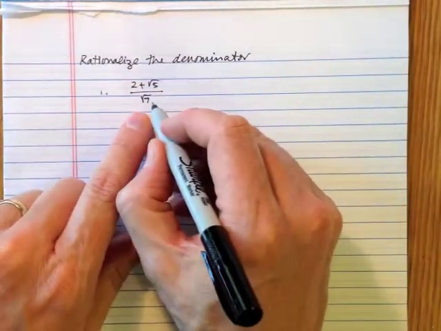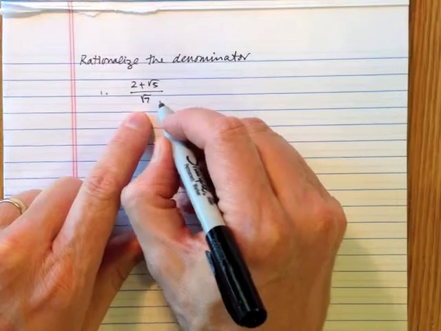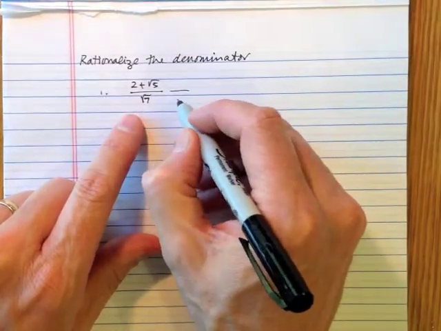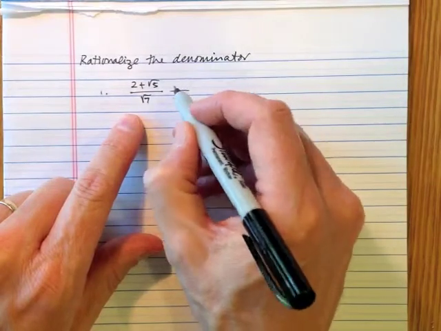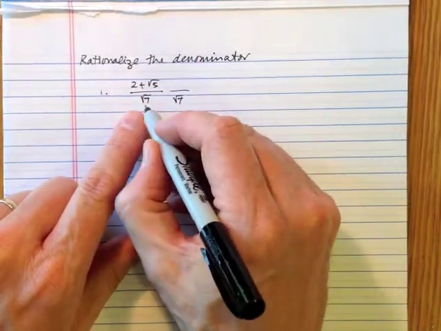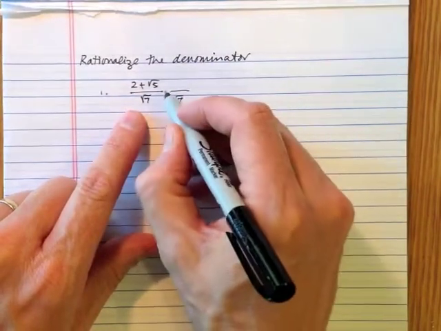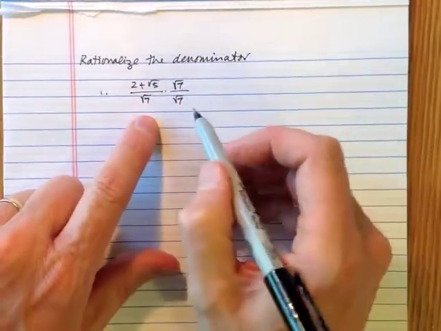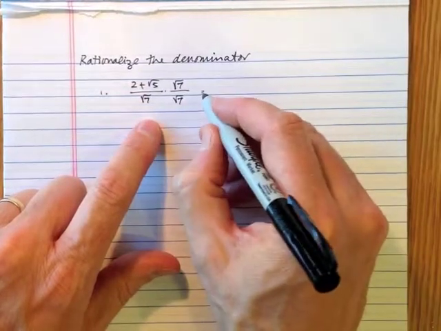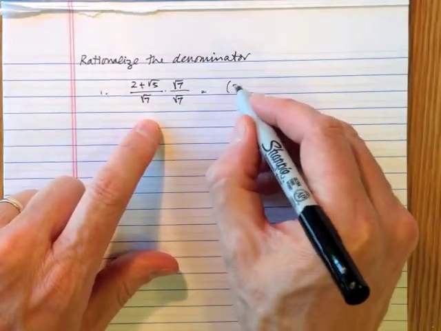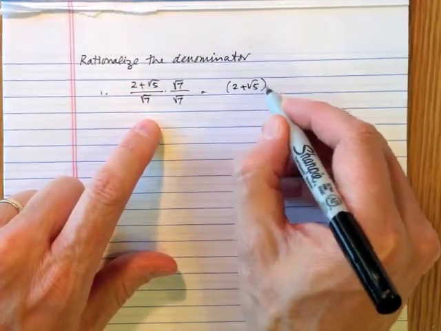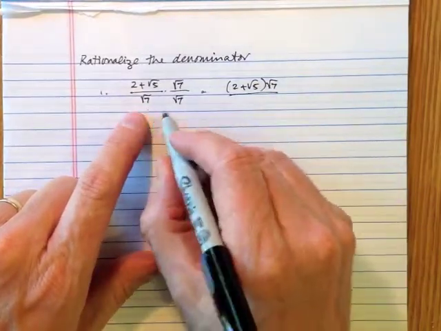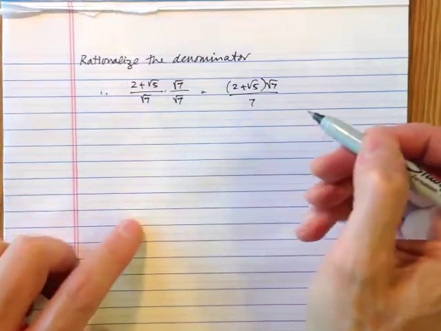So to get rid of the radical 7 in the denominator, what I would like to do is make that radical go away. Well, what makes a square root go away? Multiplying by itself. Well, I can't just multiply that denominator by radical 7. That changes the whole fraction. But I can multiply the whole fraction by radical 7 over radical 7. That's just multiplying by 1. So the top is 2 plus radical 5 times the square root of 7. And the bottom is square root of 7 times square root of 7 is 7.